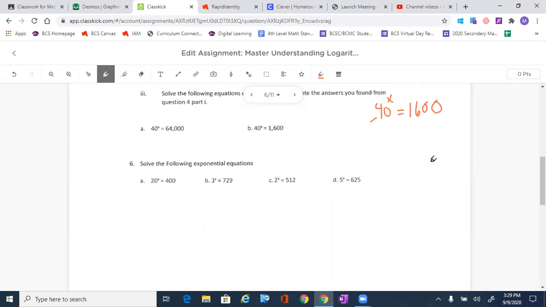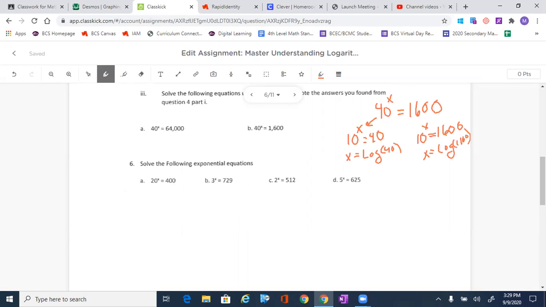So the first thing I'm going to do is I'm going to say, well, let's break it up. I've got 10 to the x equals 40. And I've got 10 to the x equals 1600. What we're going to do is we're going to make these base 10. So in order to solve this next equation, I'm going to say, well, I know that x equals log of 40. And in this case, x equals log of 1600.